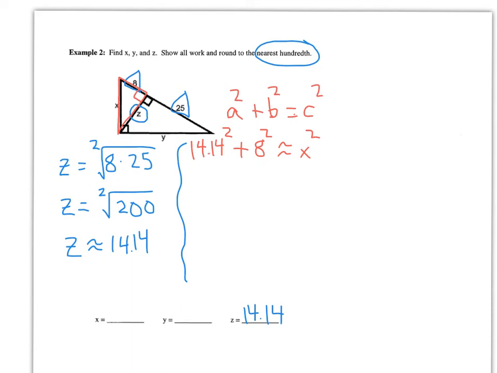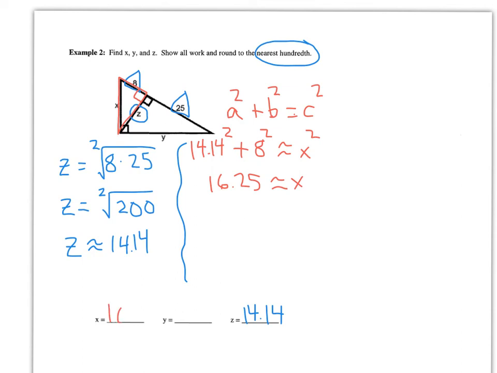For our class, it is acceptable to use the approximate answer from Z. If you were taking an AP calculus class, you have to use the exact answer for that Z value, so you would use the square root of 200. But for our purposes, just use that approximate answer for Z. In your calculator, put in 14.14 squared plus 8 squared, and then take the square root of that answer, and we get about, again, rounded to the nearest hundredth, 16.25, and that is our answer for X.